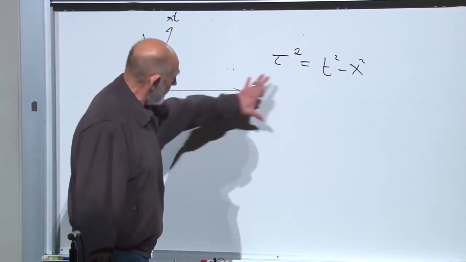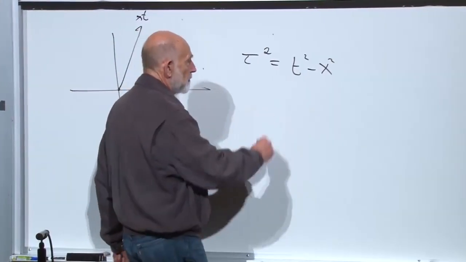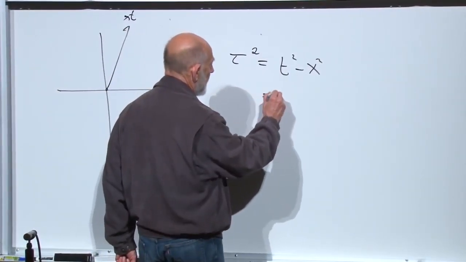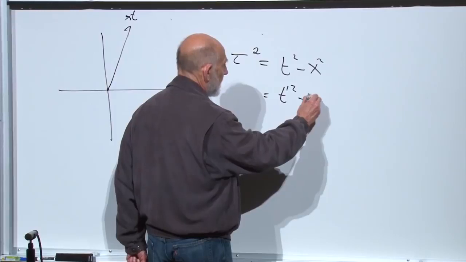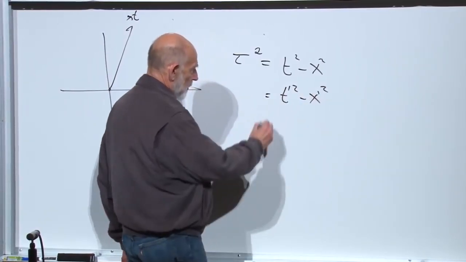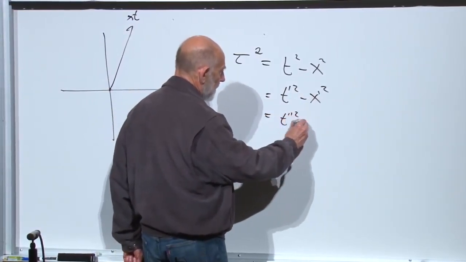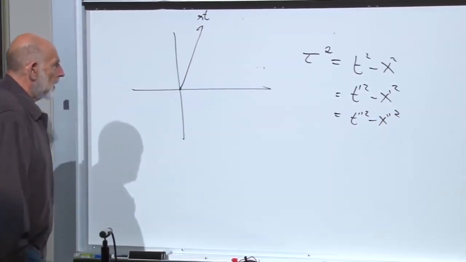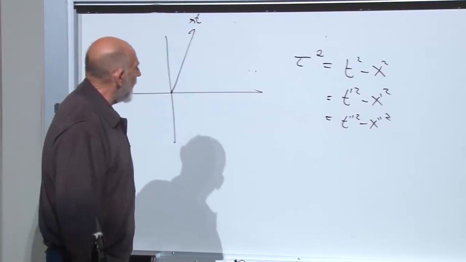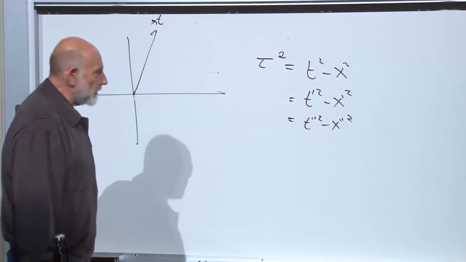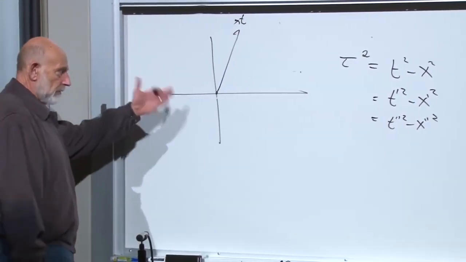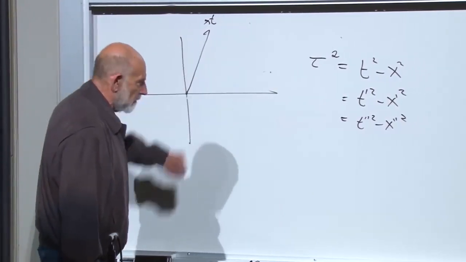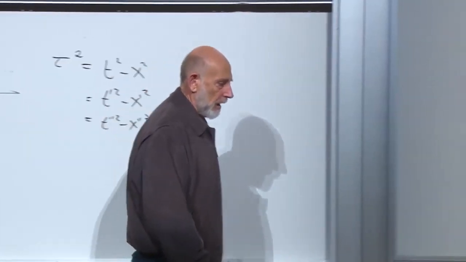frame. If the reference frame is moving, then we would use prime coordinates, but the same quantity here is t prime squared minus x prime squared. It's also equal to t double prime squared minus x double prime squared. It's an invariant. All observers agree on the value of this interval between here and here. They don't agree about the coordinates themselves, but they agree about this notion of proper time.